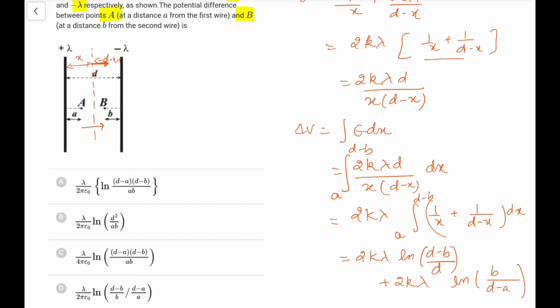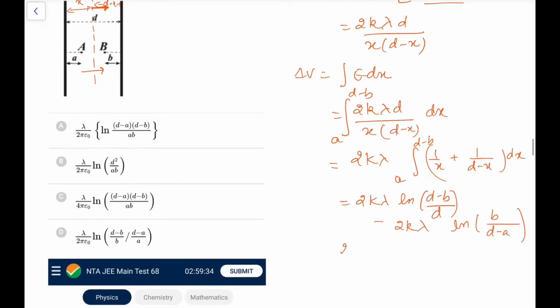So d minus b will give me b, and this would give me d minus a, and because of this negative sign I'll put a minus here, because that minus x was there. So if I do this, because log a minus log b means log of a by b, so 2k lambda, it would be ln of d minus b by a into d minus a by b. So this is how we are getting it. So what is left now, as per the options all look the same, 2k lambda. Okay, so k is 1 upon 4 pi epsilon naught, so it would be lambda upon 2 pi epsilon naught, not the 4 pi epsilon naught, and I'll go for option A. This is what I'm getting. So good question, this one.